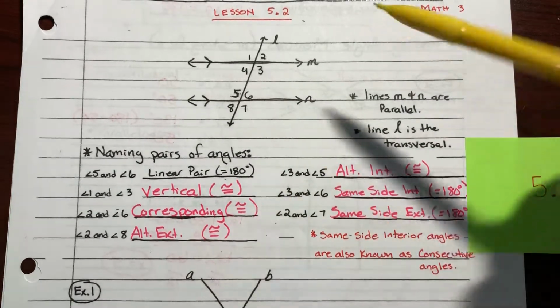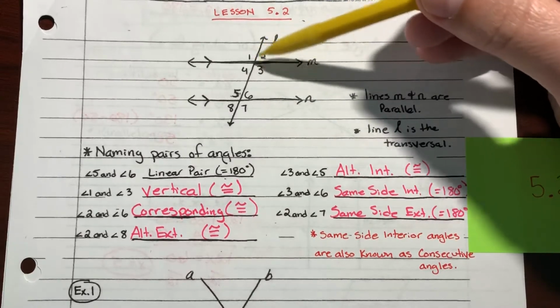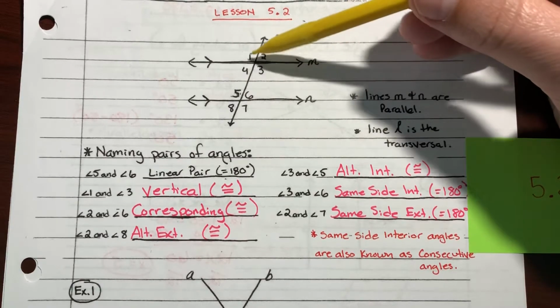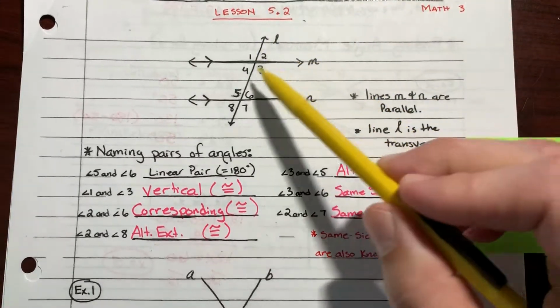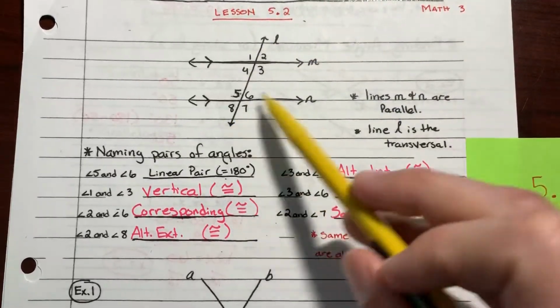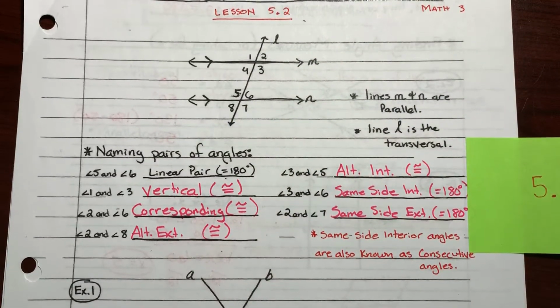All right, so 1 and 3, see how they're opposite angles of each other? They have the same vertex, but they face opposite directions. 1 goes that way, 3 this way. 2 and 4 are also vertical. 5 and 7, 8 and 6, they're all vertical.